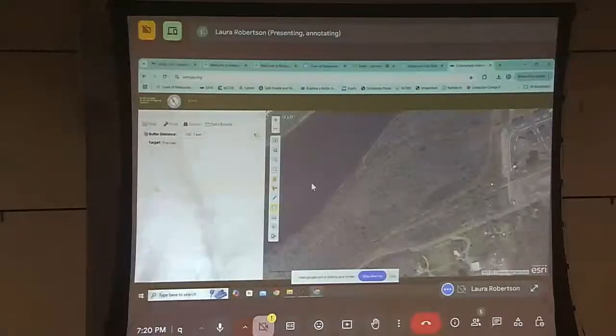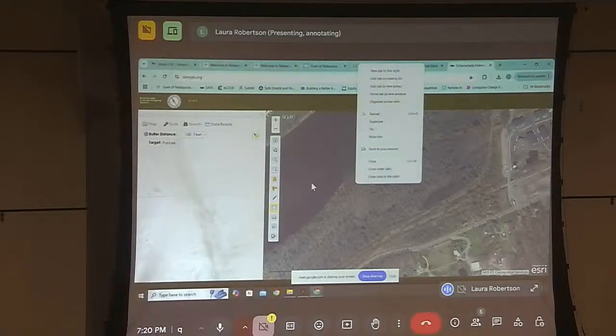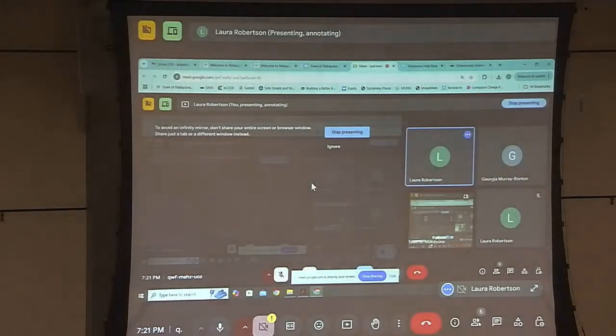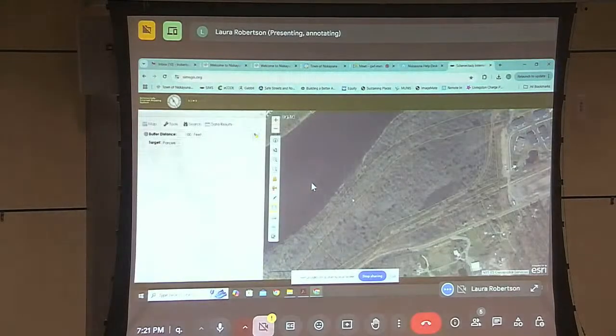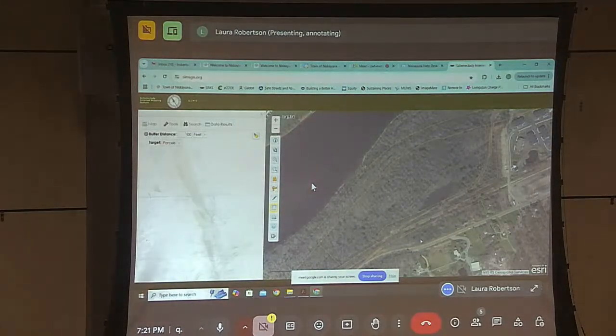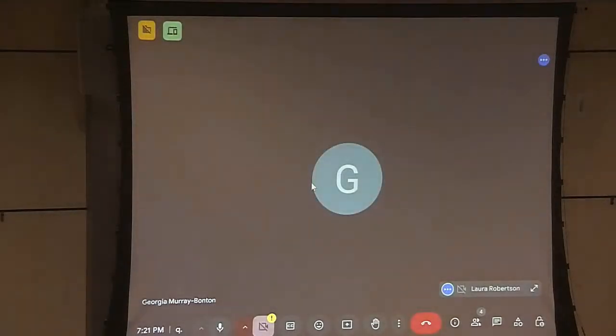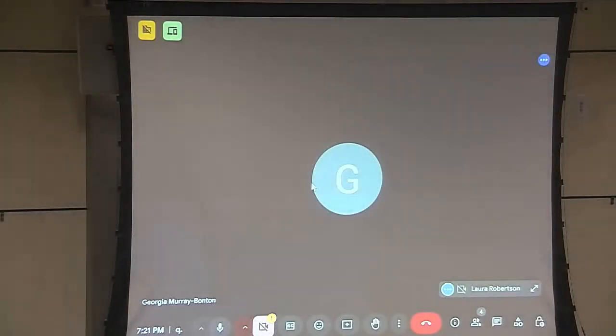Georgia, did you want to say something? Yes, I just want to ask a quick question. If we agree to allow for the development as a PUD, will we have any input with where the set aside of land is, where the undeveloped land will be?